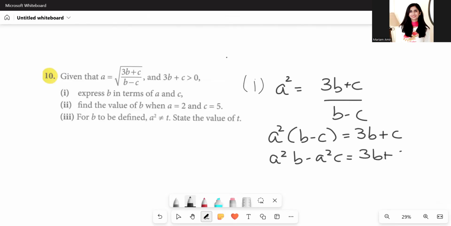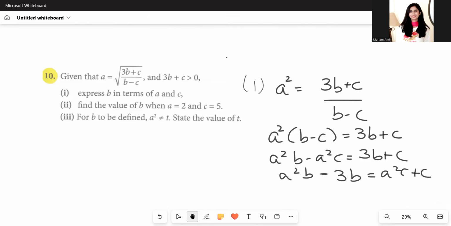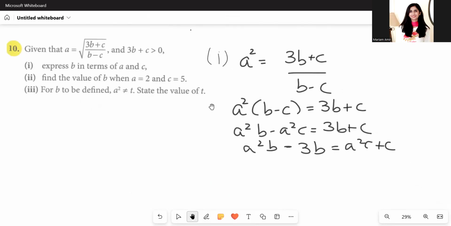Okay, give me a second. Let's see if our answer matches. Let me finish. Okay. So we'll have a squared b minus 3b equals a squared c plus c. My objective is to make b the subject. So that's why we've moved both the b terms to the same side.